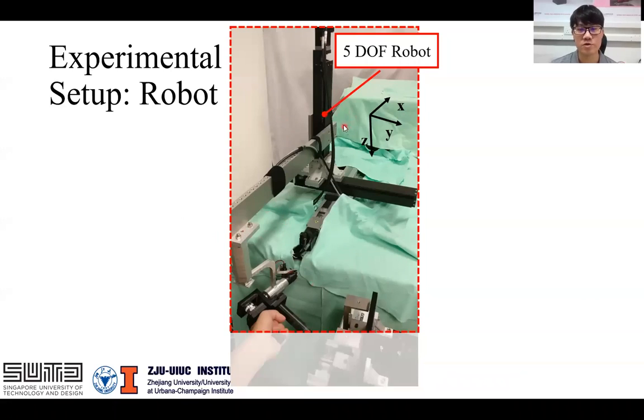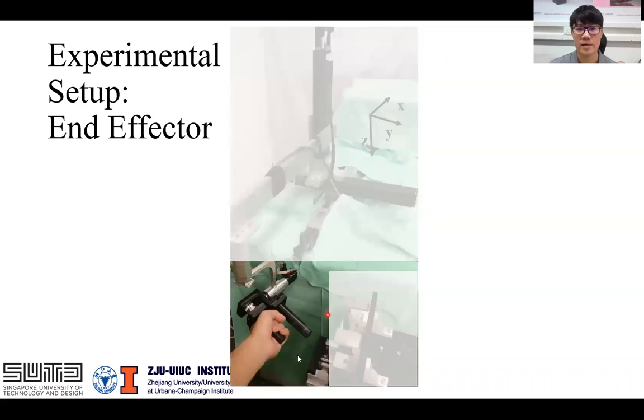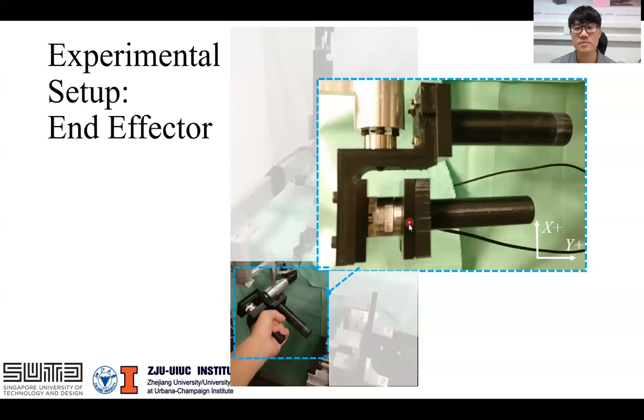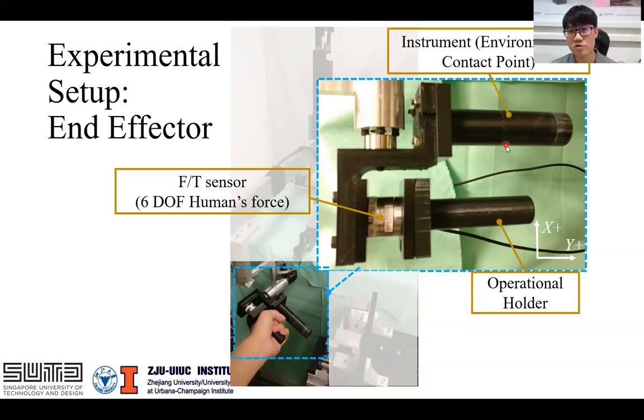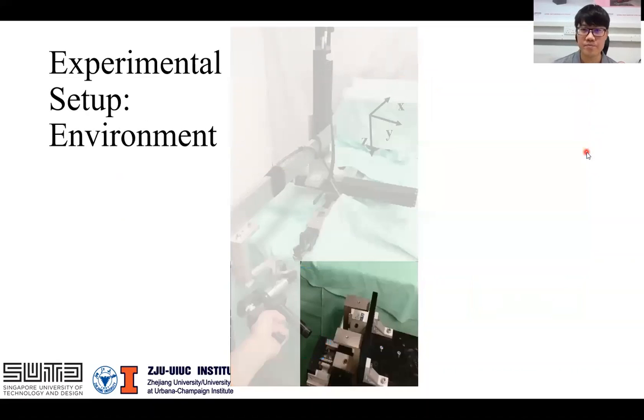And for our robot, we choose a 5 degree of freedom robot, where there are 3 degrees of freedom in a Cartesian structure, and then 2 degrees of freedom rotational joints and an end-effector. And this is our end-effector design. It looks like this. We have a force torque sensor to measure the human force, and we have the operation holder for the human to grasp. And we also have an instrument, which we call the environmental contact point. Like this is the peg inside the hole.